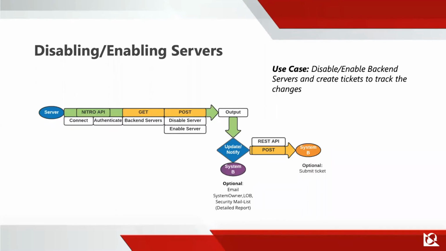The workflow is relatively simple. So we'll have our Jenkins server connect to the NITRO API and then authenticate. We will get a list of the backend servers. We need to get all the IP addresses. We'll compare the IP addresses to the one we submitted, and then we will post either disable or enable the server. Once that's complete, we'll create our Jira ticket saying, hey, this is what changed.